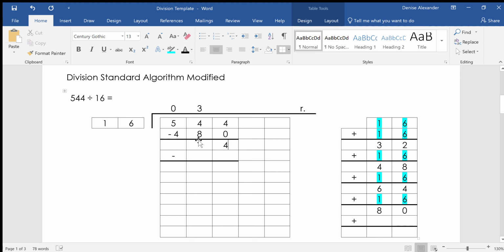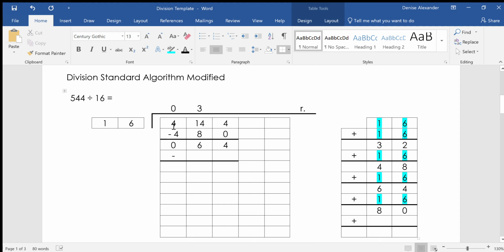I can't take 8 out of 4, so I need to regroup. So my 5 right here becomes a 4, and this 4 becomes a 14. So 14 minus 8 is 6, and then 4 minus 4 is 0.